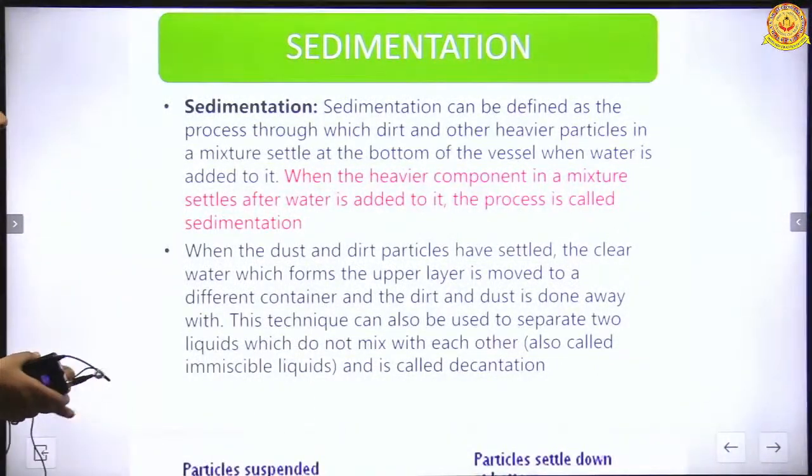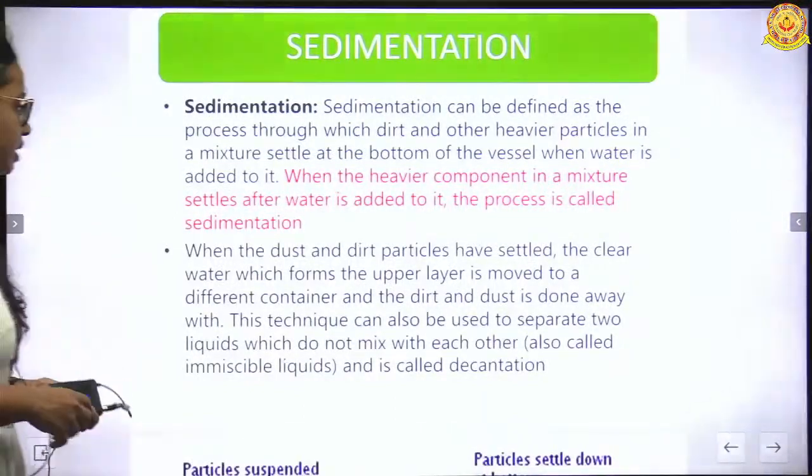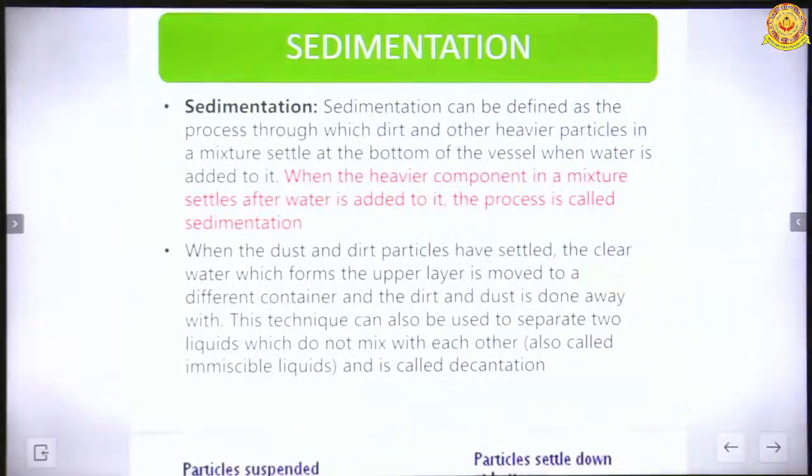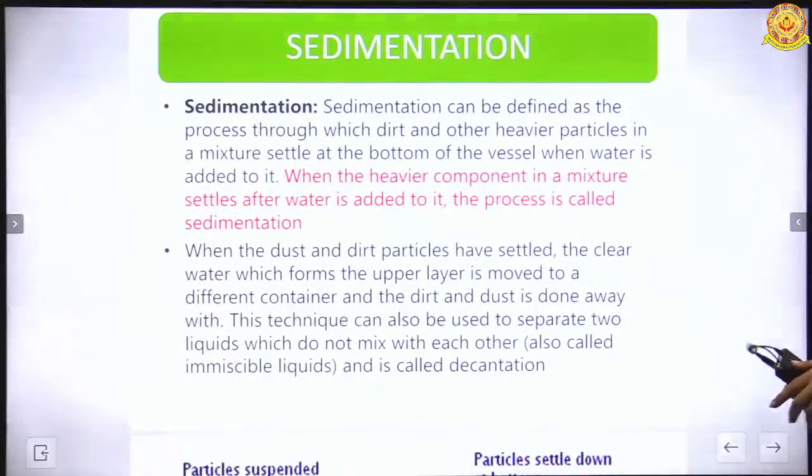Sedimentation can be defined as the process through which dirt and other heavier particles in a mixture settle at the bottom of a vessel. As I told you, unwanted materials will settle at the bottom of a vessel when water is added to it. When the dirt and the dust particles have settled, the clear water which forms the upper layer is moved into a different container, and the dirt and the dust is done away with.